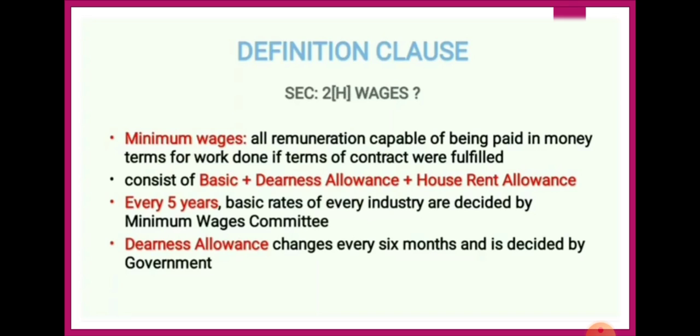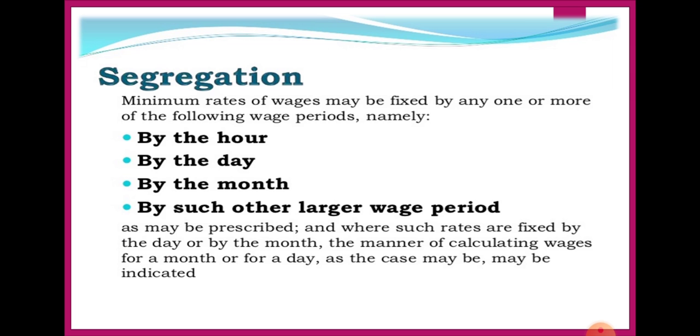Every 5 years, basic rates of every industry are decided by the minimum wages committee. That means every industry or company should have a minimum wages committee that is responsible for revising the salary after 5 years. Dearness allowance changes every 6 months and is decided by the government. DA is a matter of the government only. Okay, now let us move further.